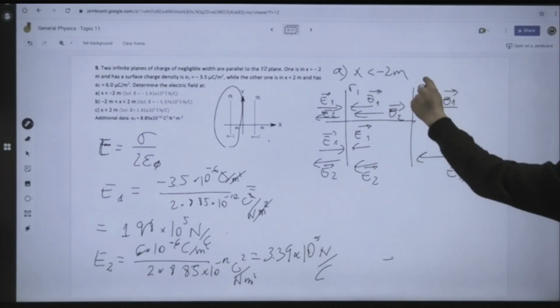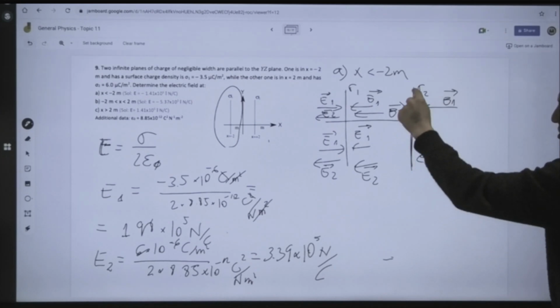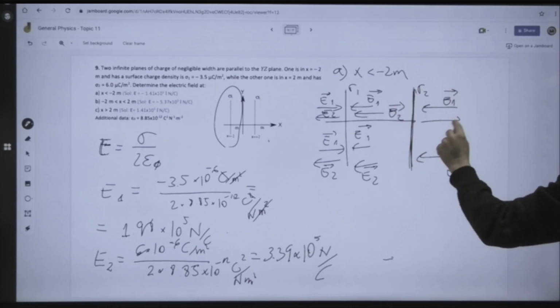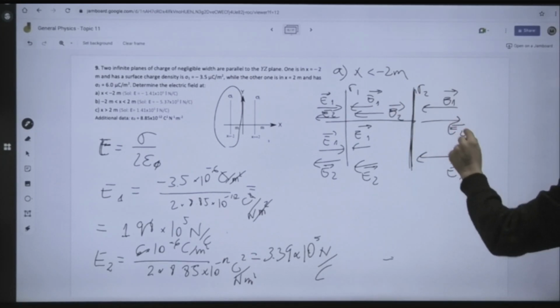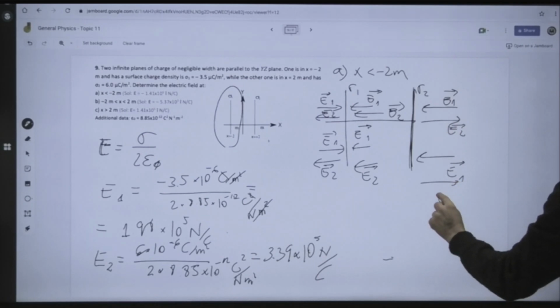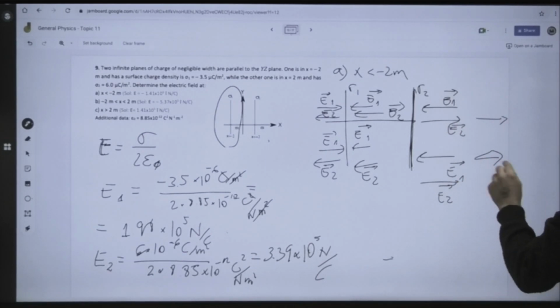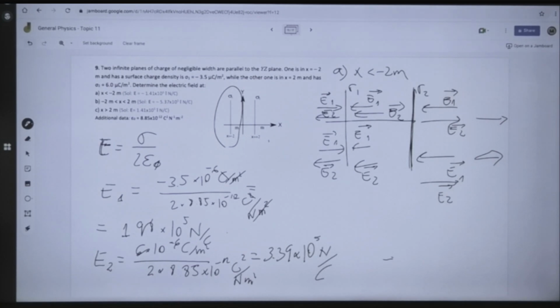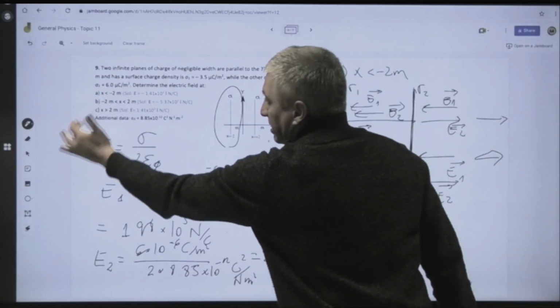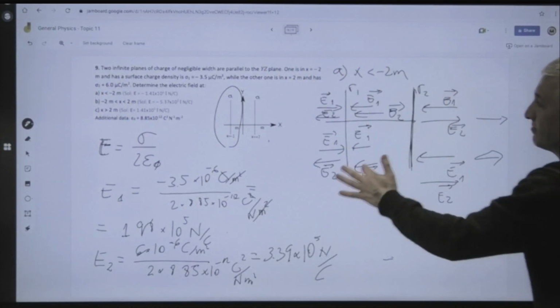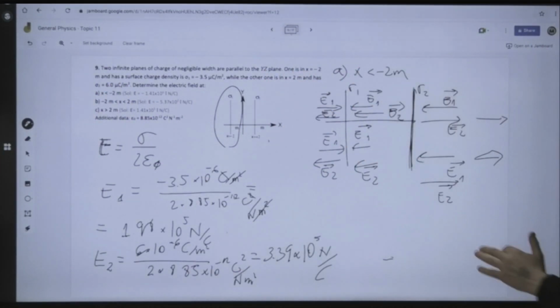And of course, E2 now, because this is positively charged, on this side, E2 will go in that direction. Again, it's homogeneous, so it's going to be the same value here, the same value here, and so on. Okay? Now, that already is telling us what's happening for sections A, B, and C of the problem. So what is the electric field on this side, on that side, on this side?